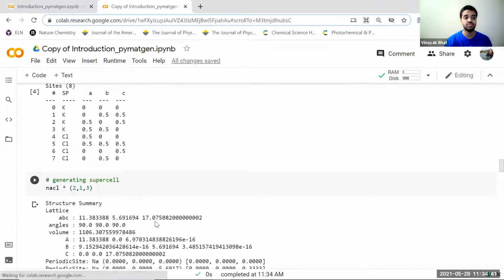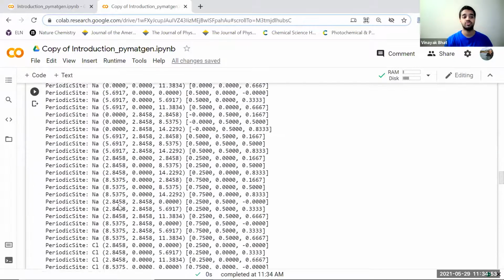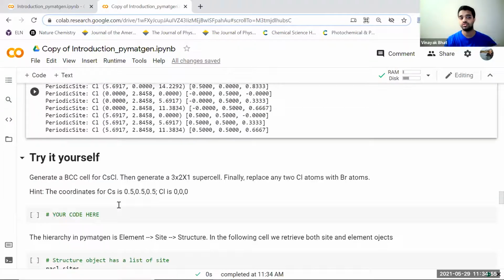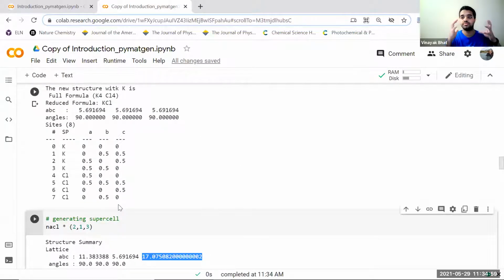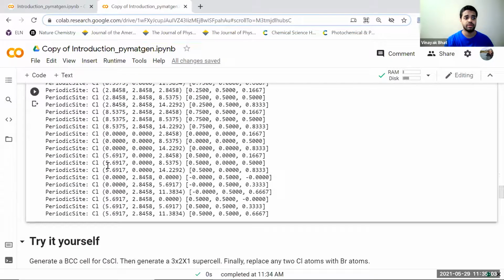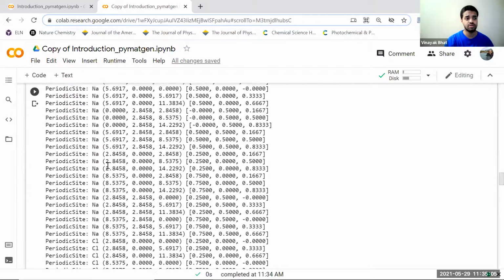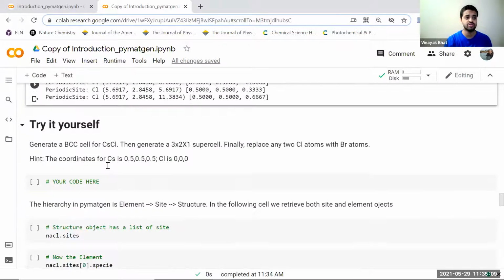If you see these lattice vectors, these are multiplied. This was a cubic, if you remember. All of them were the same. But now this is twice and this is twice because we multiplied it. And we see the number of sites have also increased. So this is how we would generate a supercell in PyMatGen. And yeah, I think these are some basics that we would cover in periodic cells.